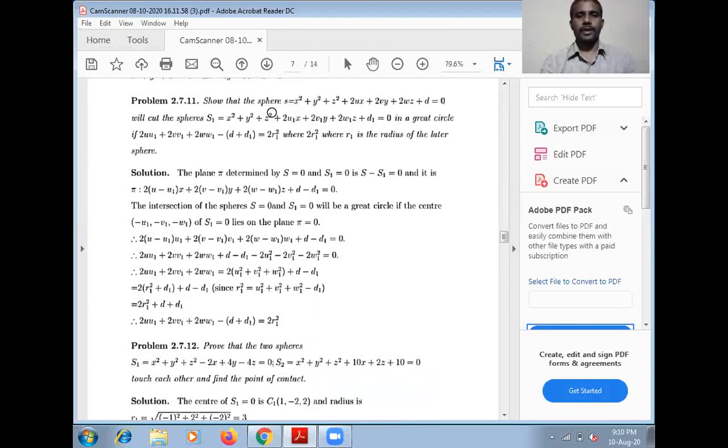Show that the sphere S equal to x square plus y square plus z square plus 2ux plus 2vy plus 2wz plus d equal to 0 will cut the sphere S1 equal to x square plus y square plus z square plus 2u1x plus 2v1y plus 2w1z plus d1 equal to 0 in a great circle if 2u u1 plus 2v v1 plus 2w w1 minus of d plus d1 equal to 2r1 square, where r1 is the radius of the latter sphere.